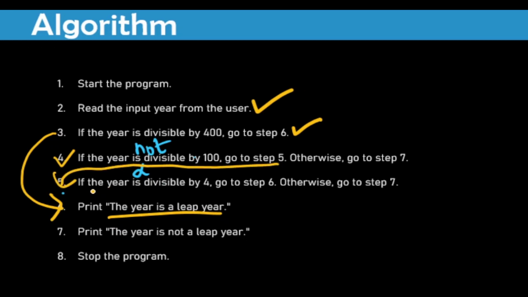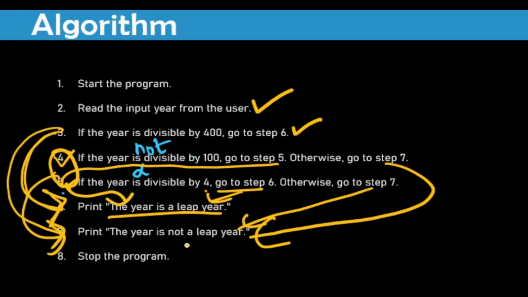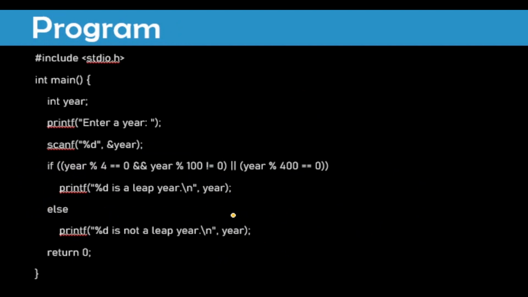What is step 5 doing? If the year is divisible by 4, go to step 6, means print leap year. Otherwise, go to step 7. This one also, go to step 7. See, either condition 3 is true, directly it is coming to here, or 4 and 5 are true, it is coming to here. Else, going to step 7. After that, end the program. Okay. The algorithm is a little bit tough. Now going to the program.